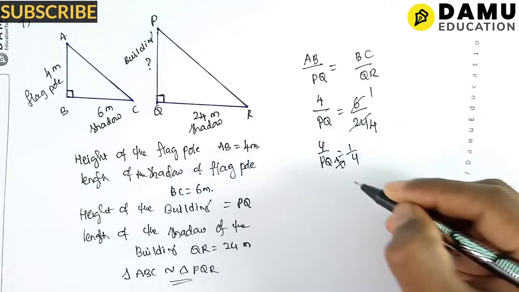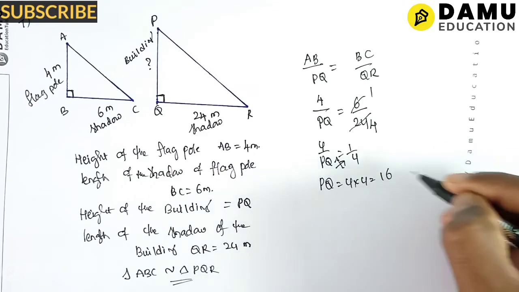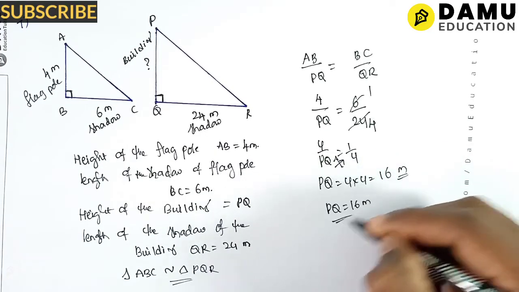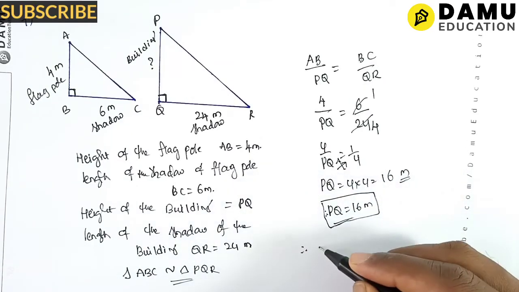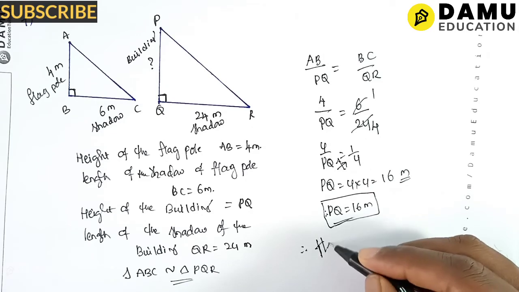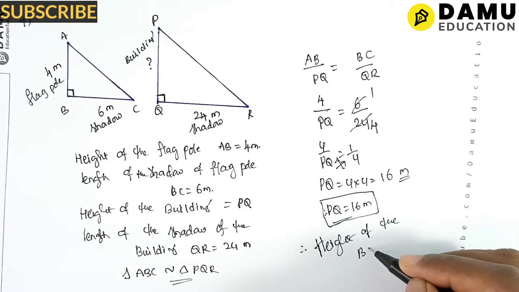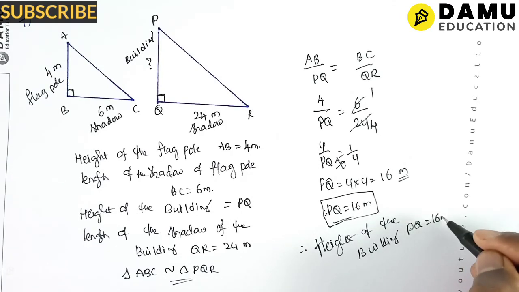Cross multiply. PQ will be equal to 4 into 4, 4 fours are 16 meters. So PQ will be equal to 16 meters. So PQ is the height of the building. Height of the building will be equal to PQ, that will be equal to 16 meters.